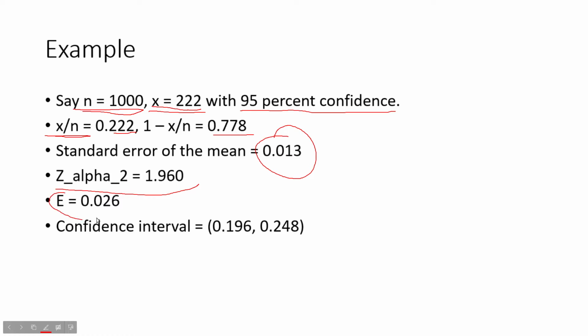And again, plugging into that formula will give us a margin of error of 0.026. And so, leading us to our confidence interval, we take the 0.222 and subtract the 0.026. And then on the other end, we take the 0.222 and add 0.026 to get our confidence interval. This says that with 95% confidence we can expect our proportion to be between 19.6% and 24.8%.